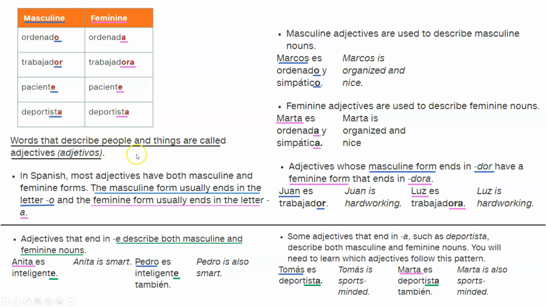Words that describe people and things are called adjectives, which we said. The masculine form ends with o, feminine form ends with a. But if it ends with e, it's the same for boy and girl. Anita es inteligente, Pedro es inteligente también.